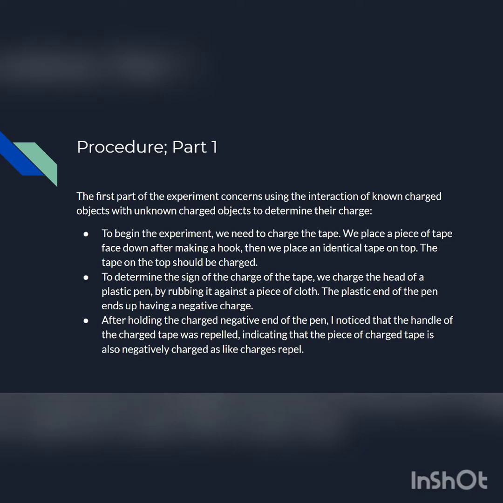To determine the sign of the charge of the tape, we charge the head of a plastic pen by rubbing it against a piece of cloth. The plastic end of the pen ends up having a negative charge. After holding the charged negative end of the pen near it, we notice that the handle of the charged tape was repelled, indicating that the piece of charged tape is also negatively charged, as like charges repel.